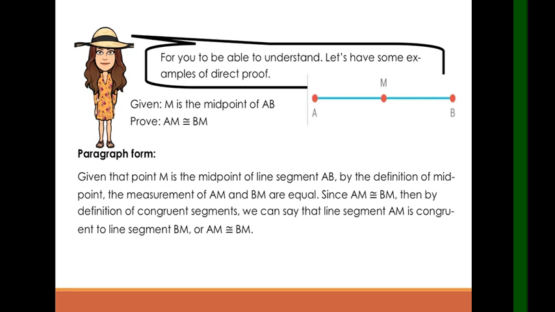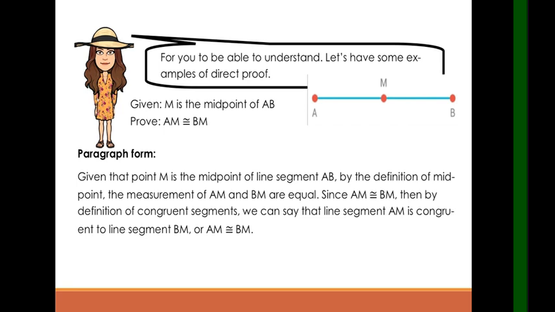AB is a line segment, M is the midpoint, and pag sabing midpoint, gitna siya. And from the definition of midpoint, di ba? Magkakaroon siya ng two equal lines. So given that point M is the midpoint of the line segment AB, by the definition of midpoint, the measurements of AM and BM are equal. Since AM is equal to BM, then by definition of congruent segments, we can say that line segment AM is congruent to line segment BM.